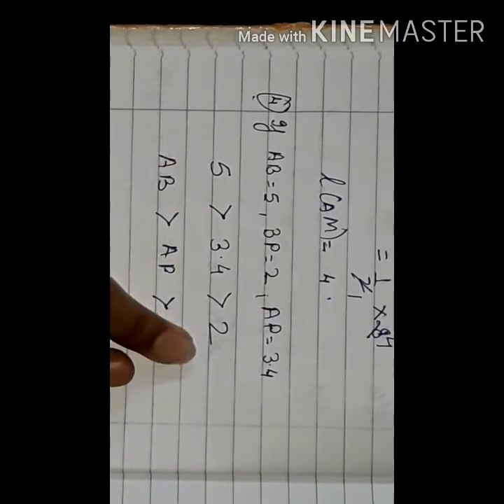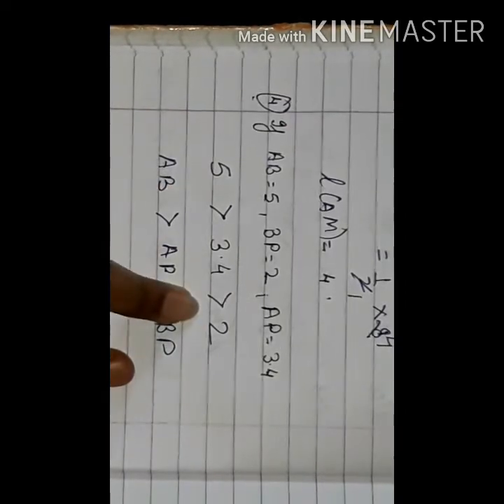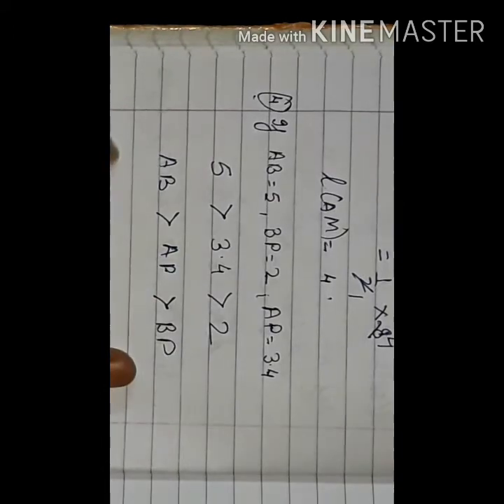We don't have to write it in words. By writing this sign also we can state whether 5 is greater, 3.4 is greater or 2 is greater. Accordingly we have to place the signs under them. Got it?